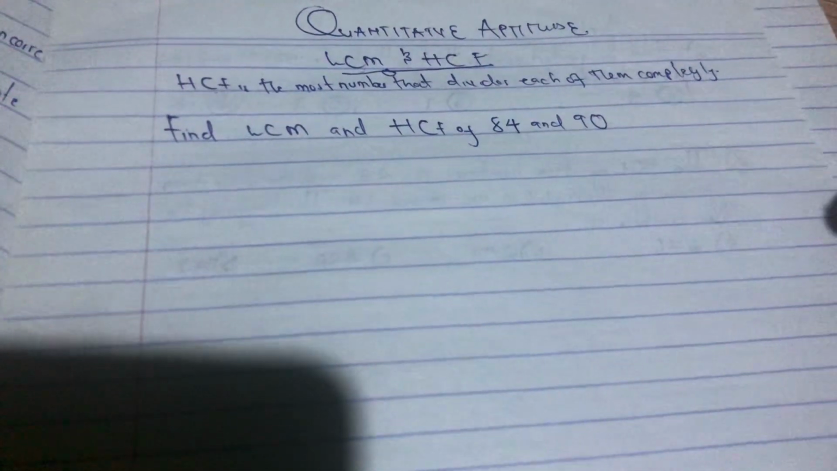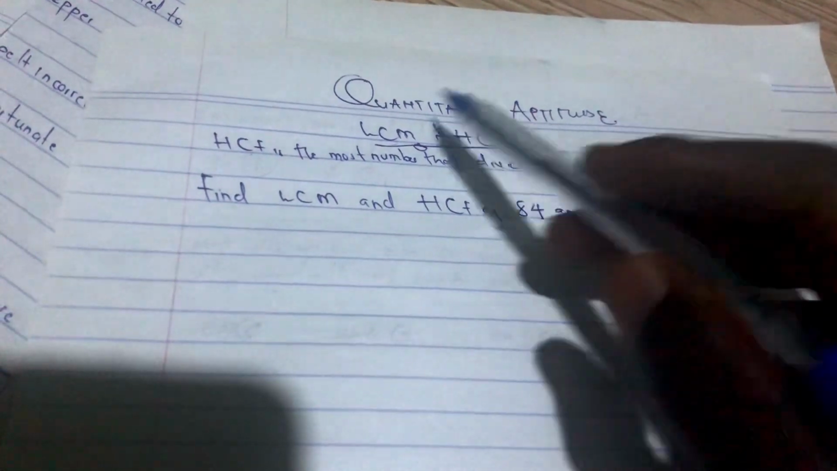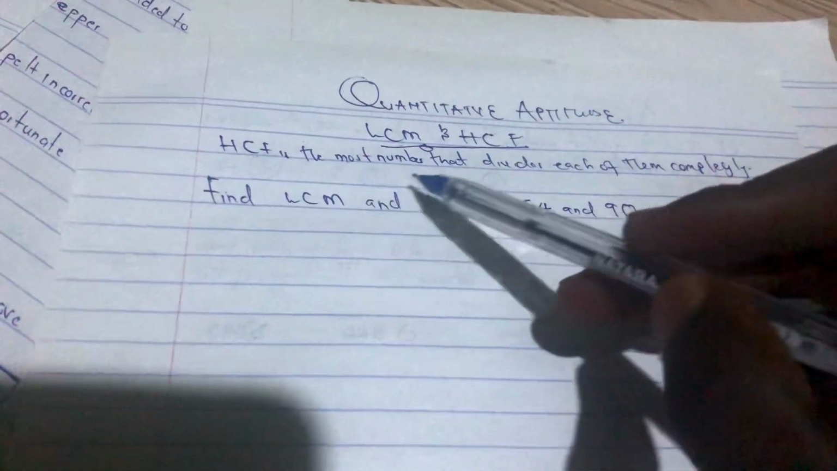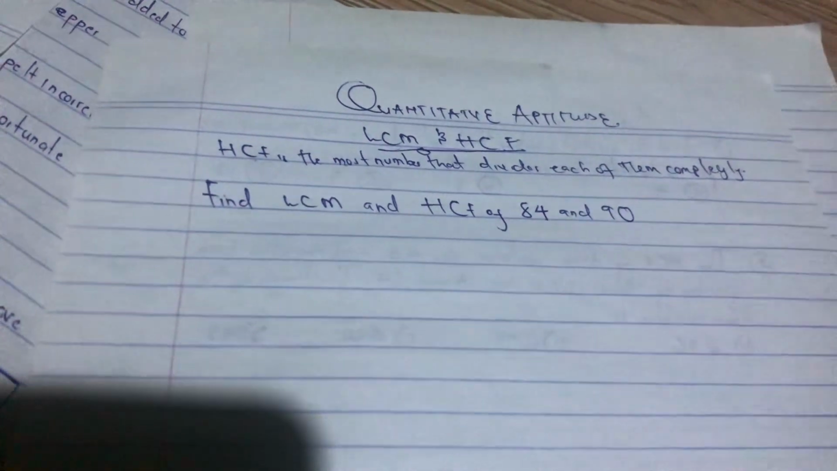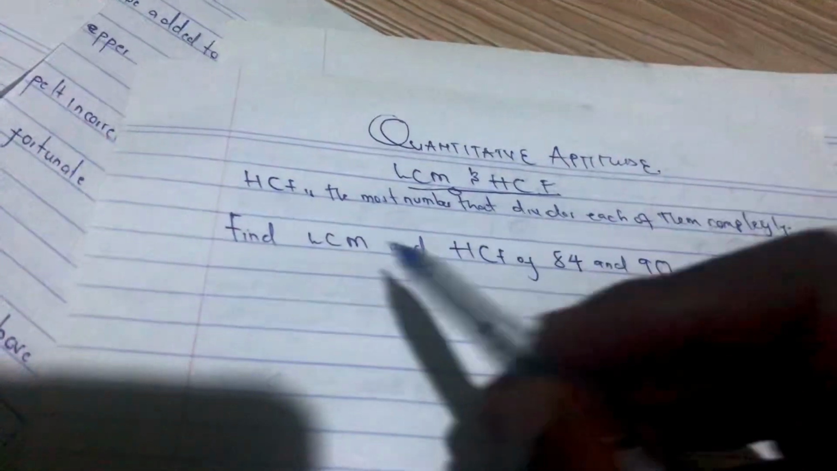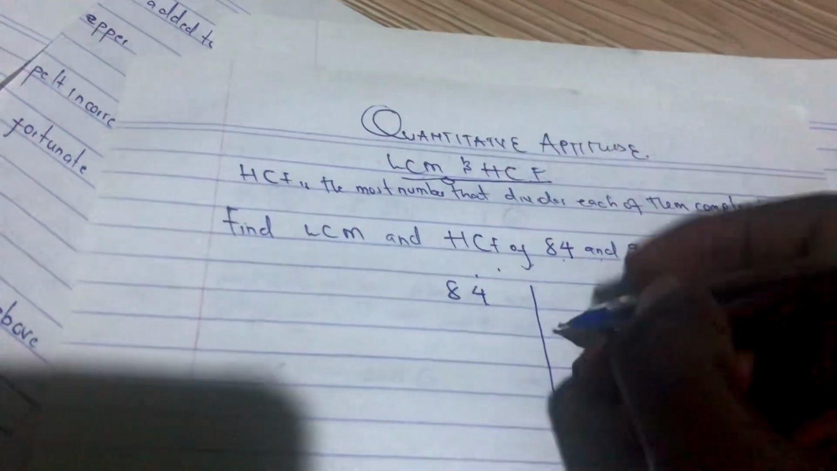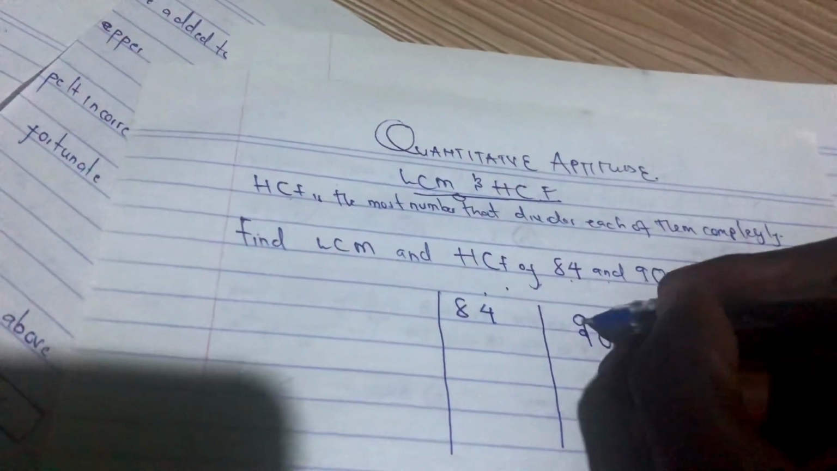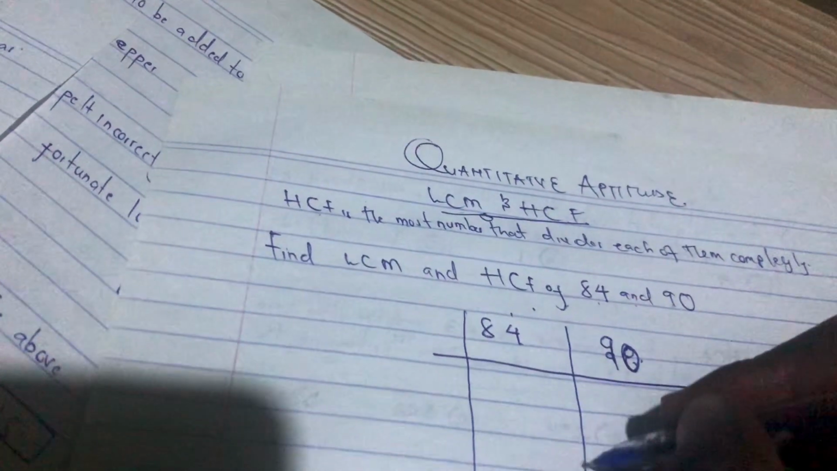We start with LCM. LCM stands for lowest common multiple, and HCF stands for highest common factor. The HCF is the largest number that divides each of the numbers completely. I'll give you an example here. Find the LCM and HCF of 84 and 90. This is 84 and this is 90. So we are going to find the LCM and the HCF of these.